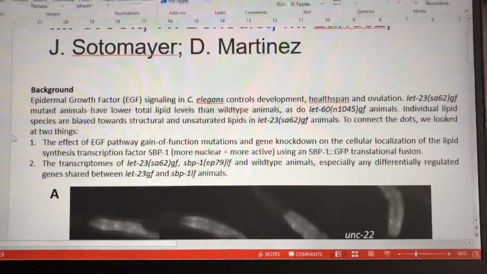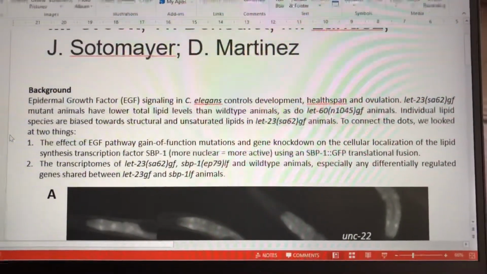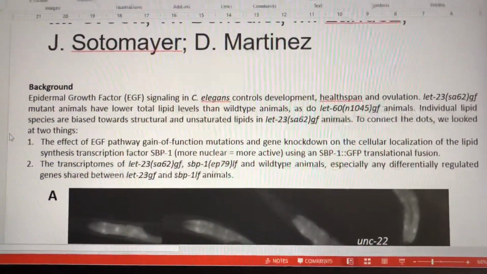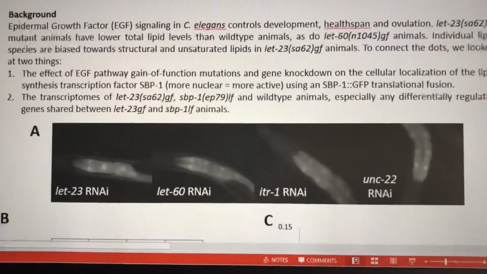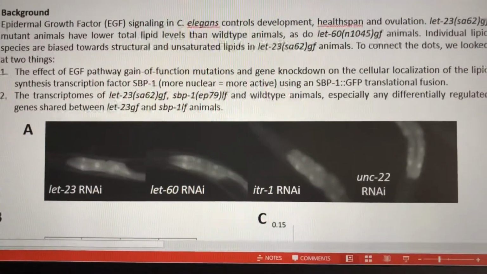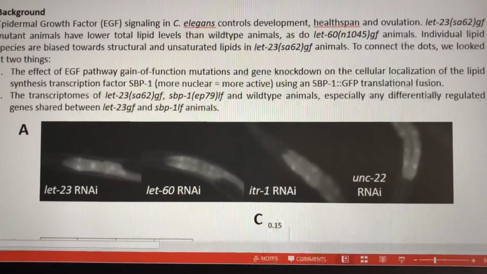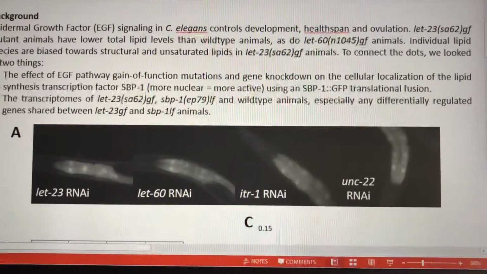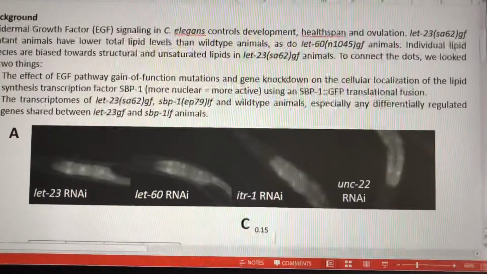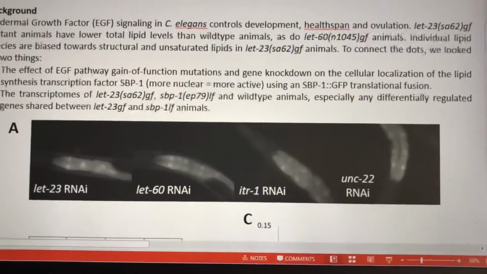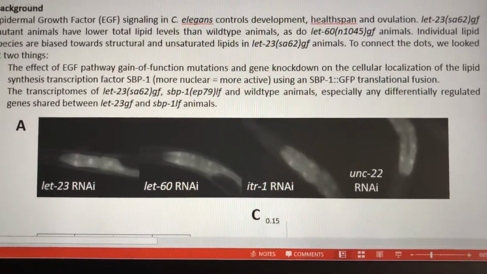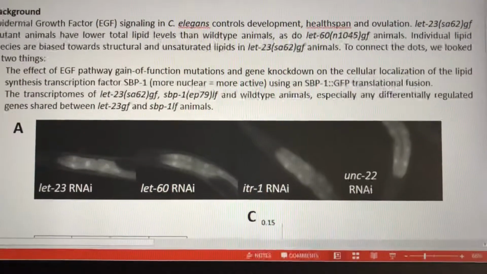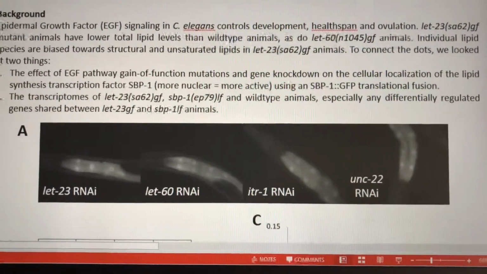And so the first thing we have done is to use an SBP1 GFP translational fusion. You can see it here. Let's see if this works. There you go. So this is what the fusion looks like in, I think those are L4s or young adults, right? So you can see the intestines lit up. You can see the GFP in the nucleus, which is the bright dot, and the cytoplasm, which is the fuzzy bit around that. So our idea was to use that as a marker and see what effect our manipulations, in terms of mutations or RNAi, have on its cellular localization.